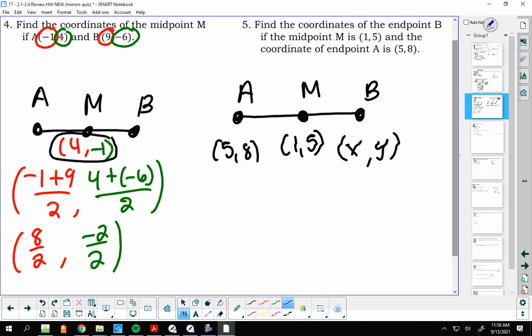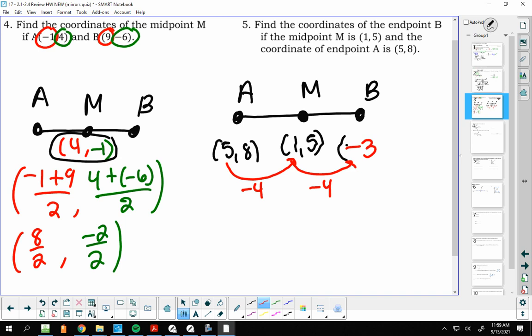So, to find the endpoint, how far is 5 away from the middle at 1? 4. Yep, we subtracted 4, so now we're going to do the same thing. 1 minus 4, yep, gives me an x value of negative 3. Good.